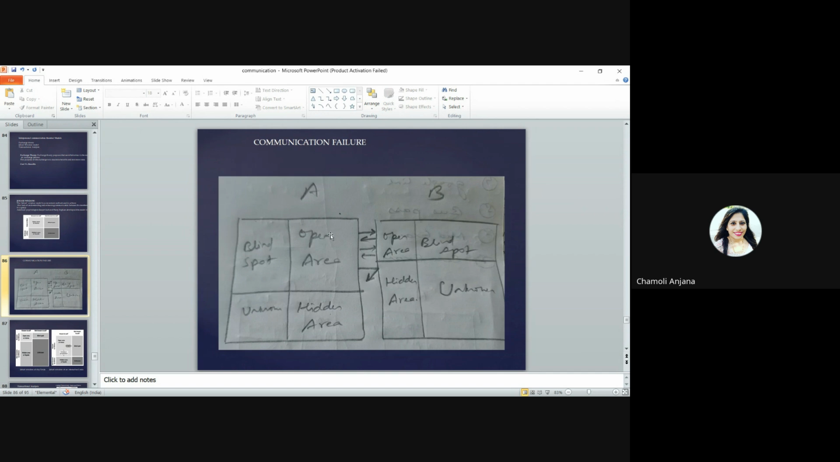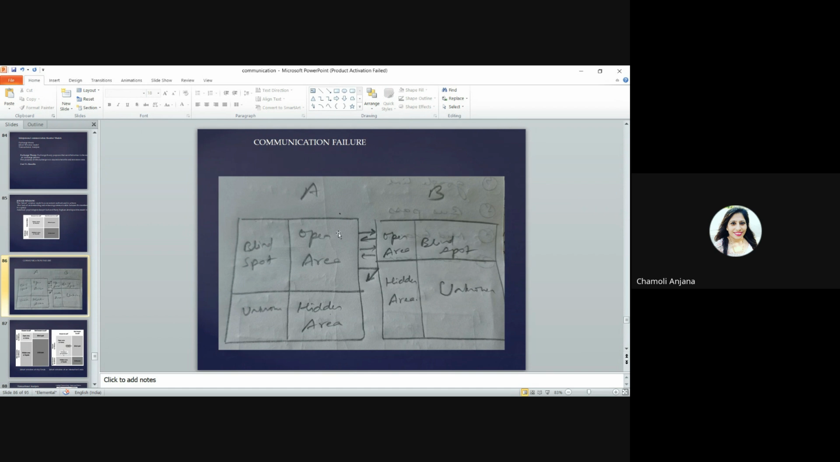How does communication failure happen if the Johari windows of two people are not compatible? For example, this is person A and this is person B. For this person, this is the open area. I said when we communicate with people, we communicate through the open area, right? That is the reason I have kept person B's Johari window flipped, so that the open area is here. Now person A's open area is very big, and person B's open area is very small.